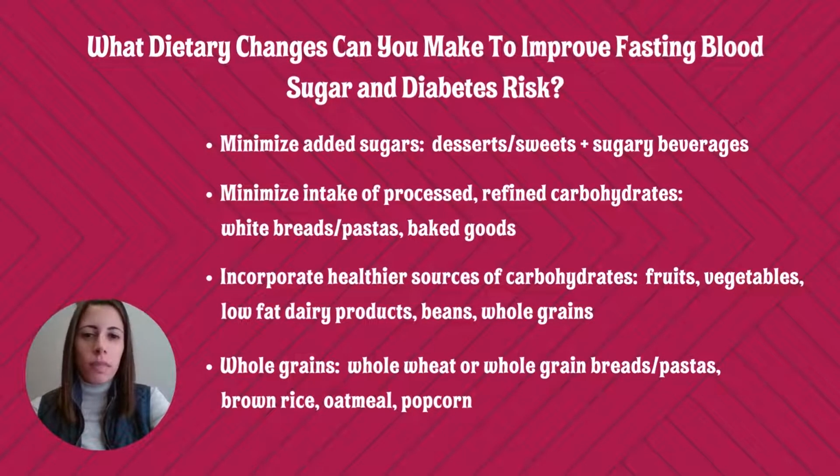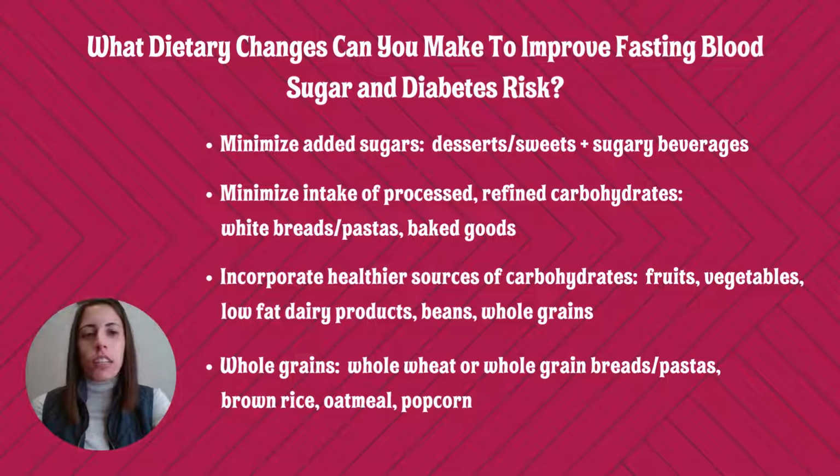All right, so what dietary changes can you make to improve your fasting blood sugar and your overall diabetes risk? The biggest thing to focus on here is minimizing added sugar. Things like desserts and sweets, and obviously sugary beverages. There are a lot of hidden sources of sugar out there that we don't think about all the time, so it's important to be mindful of those added sugars. And added sugars are now listed separately under total sugars on the nutrition label.